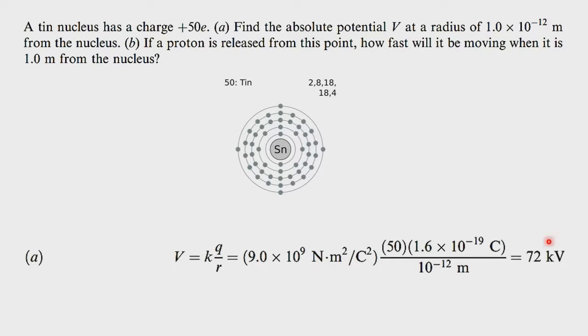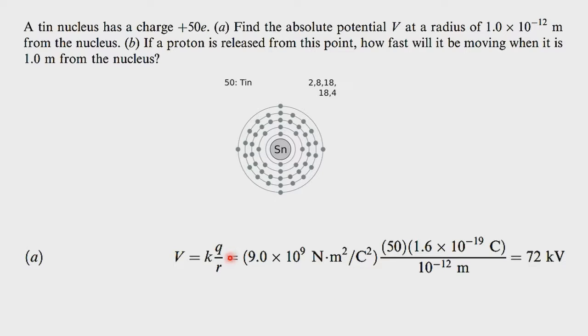So our formula, which is V, is equal to the K constant times Q over R. Our K constant is always the same, 9 times 10 raised to the power of 9 newtons times meter square over coulomb square.